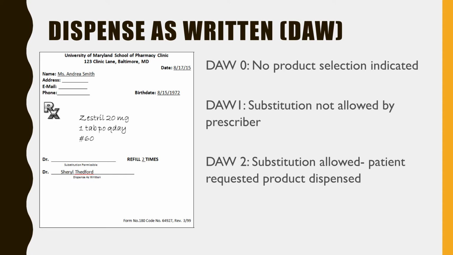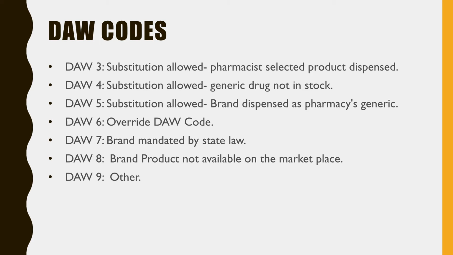Let's say, for example, that the prescriber writes for Zestrol 20 milligrams and substitution is permissible, but the patient prefers the brand name of the drug instead. In this case, it would be DAW 2. Substitution was allowed, but the patient requested the product dispensed. There are other DAW codes, but they are not used as commonly. I would suggest reading these over as they are still important for rotations, the NAPLEX, and beyond.